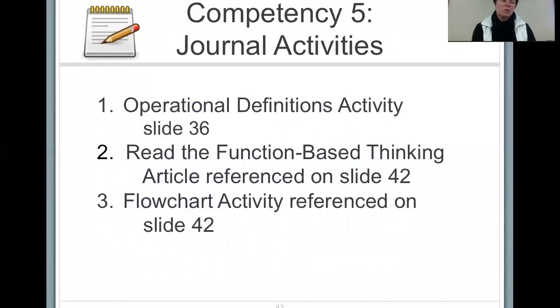So to summarize, there are 3 journal activities for Competency 5. The first one is the operational definitions activity as described on slide 36. The second is to read the function-based thinking article that is referenced on slide 42 and is included in the handouts that accompany this video. And the third journal activity is the flowchart activity referenced on slide 42 that is a part of the journal article.